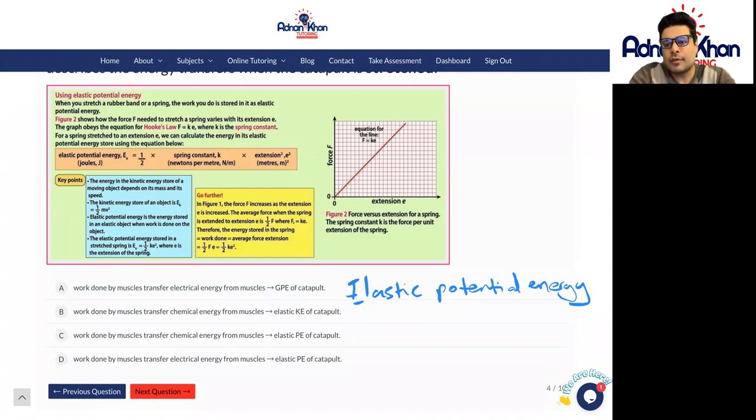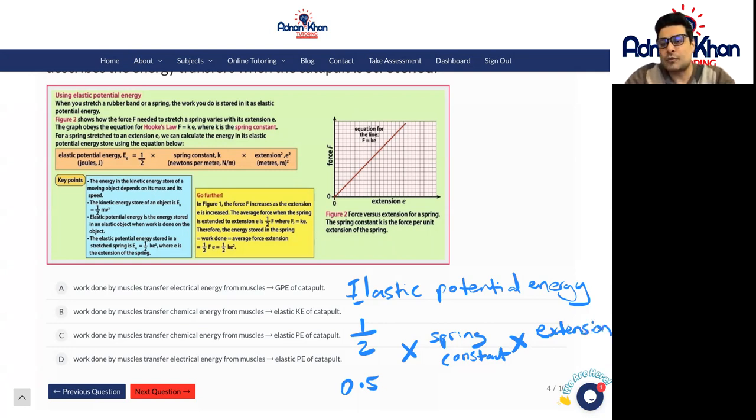So it's half, same as before with kinetic energy, 0.5 or half, multiplied by the spring constant. Now, spring constant actually means, let's say, for example, newtons per meter. In other words, the force that is applied multiplied by the extension. An extension means how far does it actually stretch?